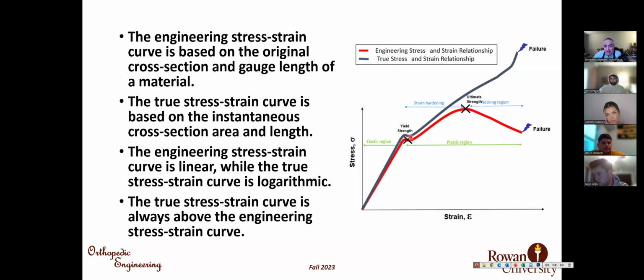And if we want to compare accurately the properties of two materials, we need the true stress strain curve. The engineering stress strain curve shows you a general concept about the material, but if you want to compare their properties and provide, for example, a material that is closer to bone, you need the true stress strain curve.